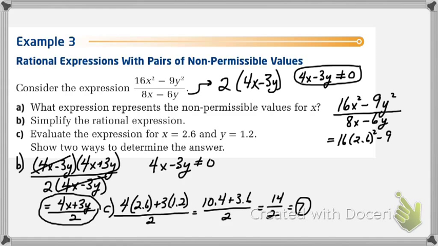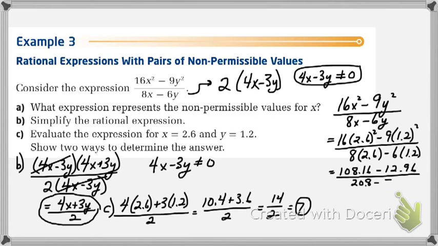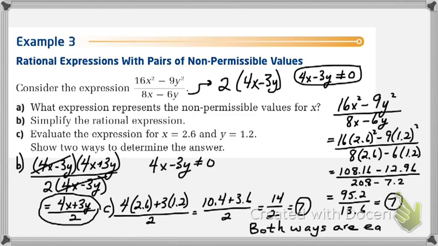We're going to get 16 times 2.6 squared minus 9 times 1.2 squared over 8 times 2.6 minus 6 times 1.2, and that'll clean up to be 108.16 minus 12.96 over 20.8 minus 7.2, which is 95.2 over 13.6, and if I divide that, I'm going to also get 7. So doing this 2 different ways shows you that both expressions are equal.